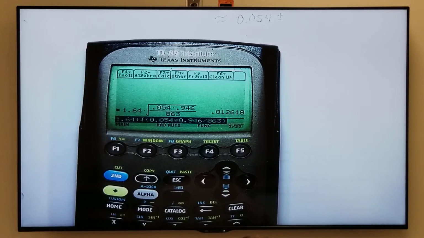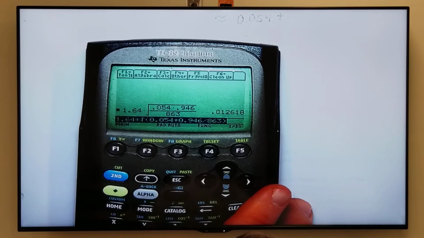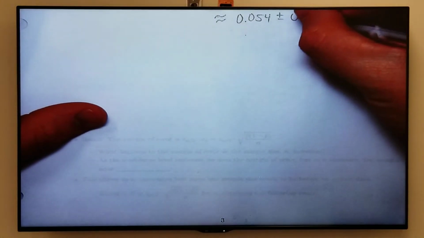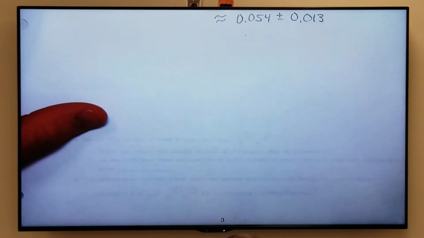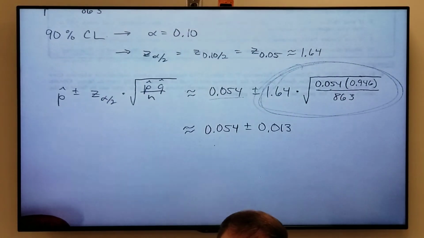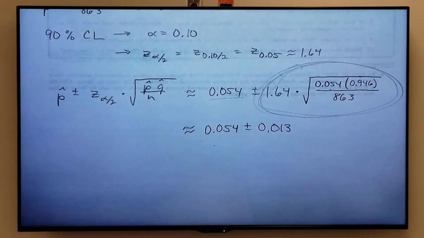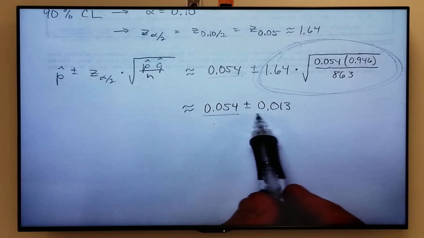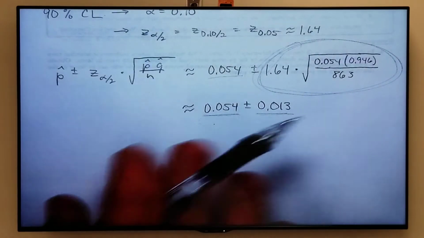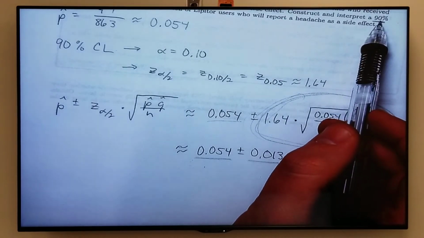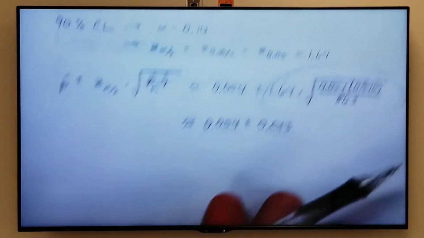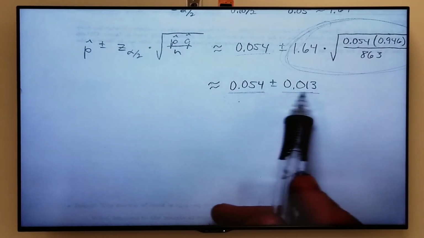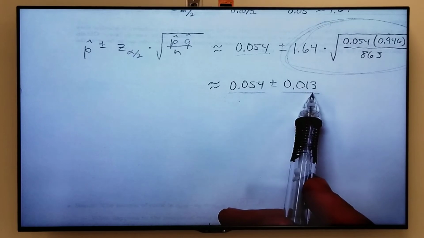Okay. So rounding that to 3 decimal places, I would say 0.013. Okay, so this is my point estimate. This is my margin of error. If I want to be 90% sure that my interval contains the true population proportion, then my margin of error needs to be 1.3%. Okay?